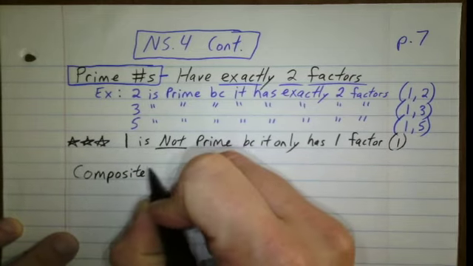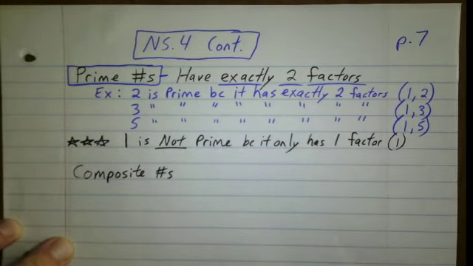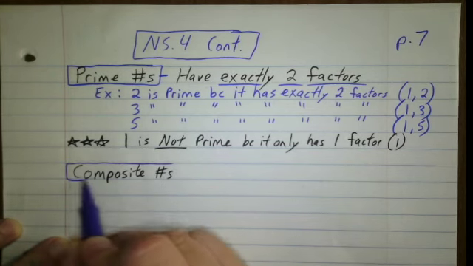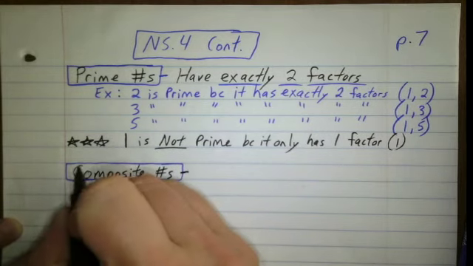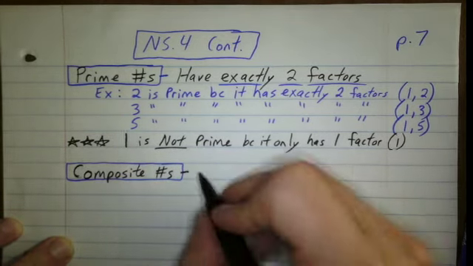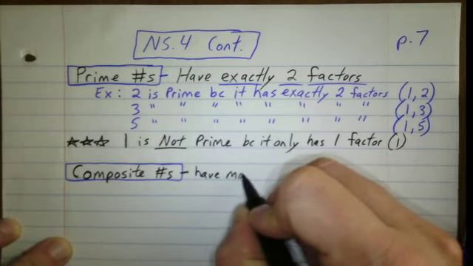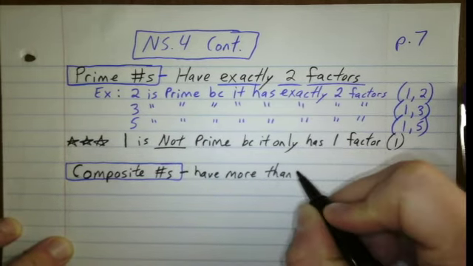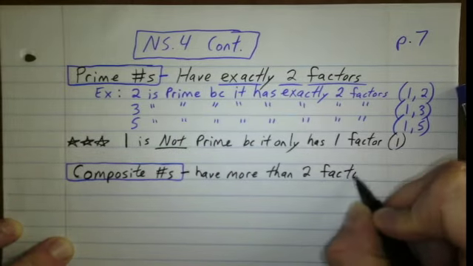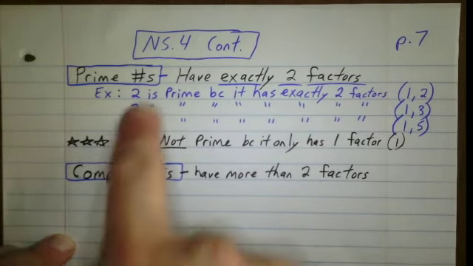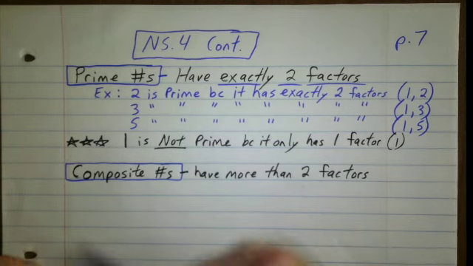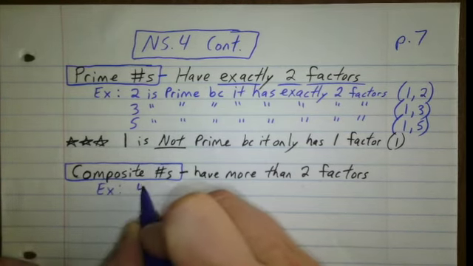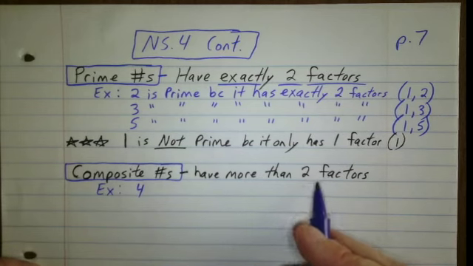Composite numbers. So if prime have exactly two factors, composite numbers are numbers that just have more than two factors. So composite numbers have more than two factors. There was one example I had given you up above that we did not write. It was not prime. Do you remember what number that was? That would be composite. It would be 4. 4 is an example of a composite number because it has more than two factors.